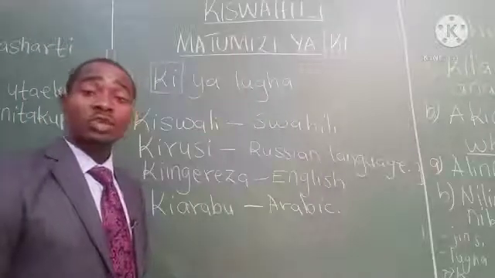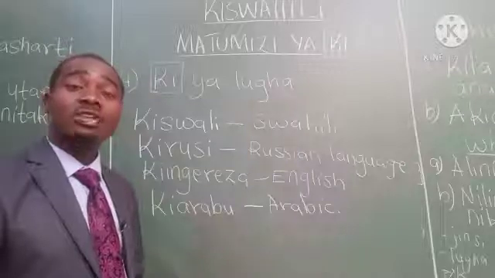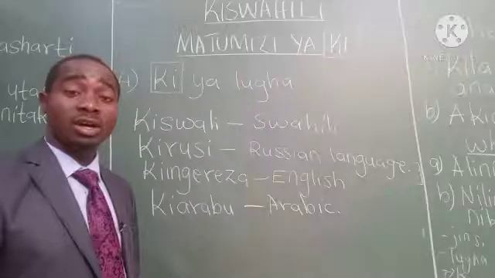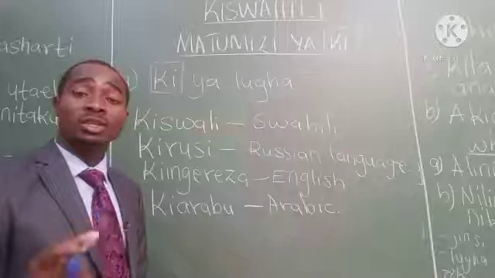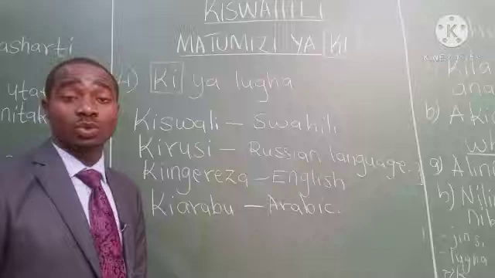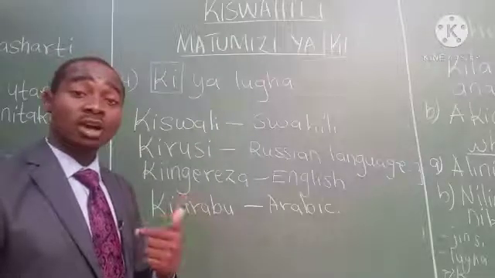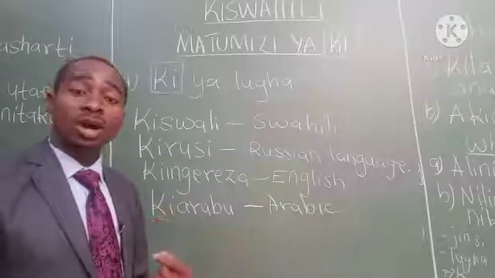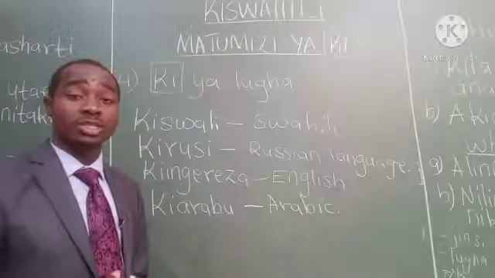Rafiki yangu anazungumza Kiarabu. Rafiki yangu, my friend, anazungumza, he speaks Kiarabu, Arabic. Sawa. Wewe unasoma Kiswahili, you are reading Kiswahili, or we can say wewe unajifunza Kiswahili, you are learning Swahili. Sawa. Mimi ninajua Kituruki. I know Turkish language. Sawa sawa.